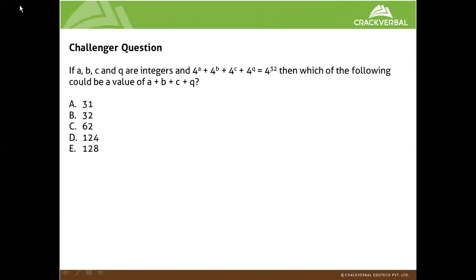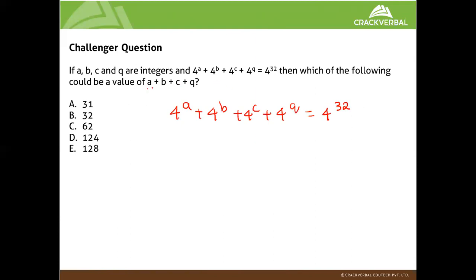All right. Most of y'all have given me alpha, some of y'all beta, one or two with Charlie, a couple with delta. Why is this question a hard question? Because now you need to be very, very careful here. 4 to the power of A plus 4 to the power of B plus 4 to the power of C plus 4 to the power of Q is equal to 4 to the power of 32.